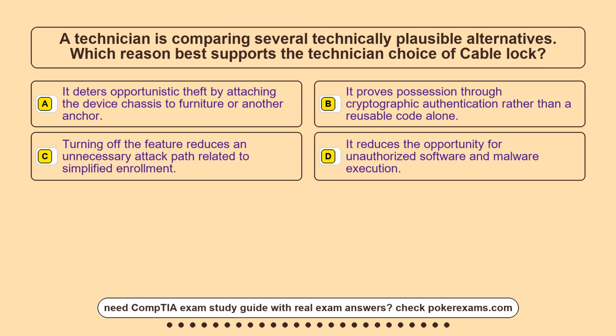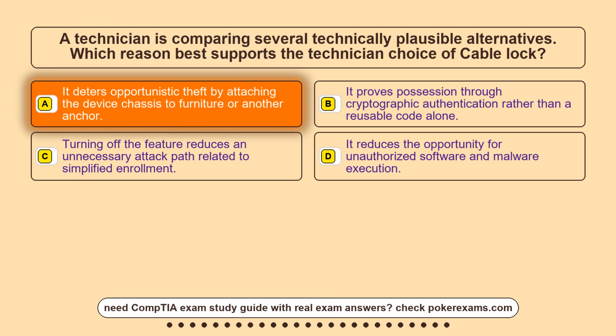Question 21. A technician is comparing several technically plausible alternatives. Which reason best supports the technician choice of cable lock? Option A. It deters opportunistic theft by attaching the device chassis to furniture or another anchor. Option B. It proves possession through cryptographic authentication rather than a reusable code alone. Option C. Turning off the feature reduces an unnecessary attack path related to simplified enrollment. Option D. It reduces the opportunity for unauthorized software and malware execution.